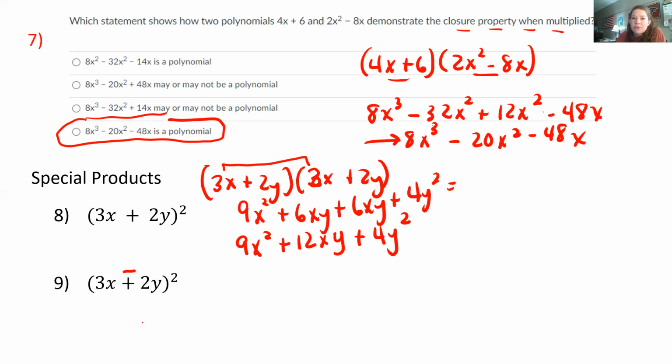Now, number 9, hopefully I'll remember to change this before I send this to you. So that's what you get when you square a binomial with addition. So what if we have 3x minus 2y squared?